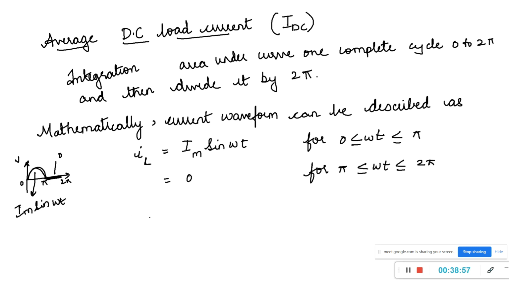Now what is Im? Im is the peak value. I told you, the peak value of load current.